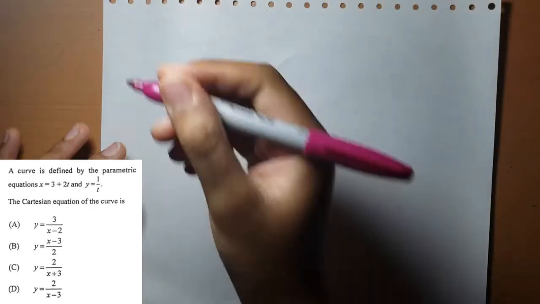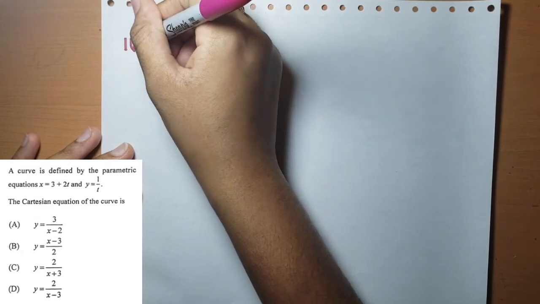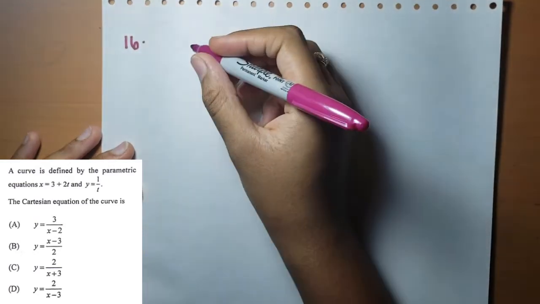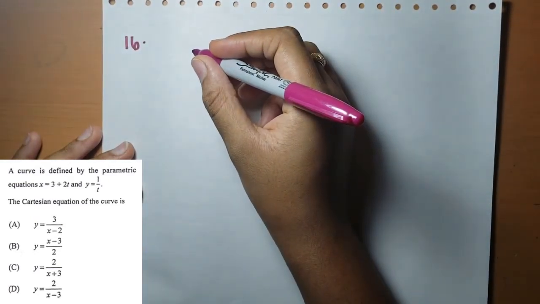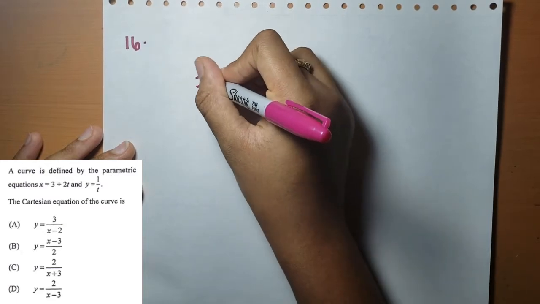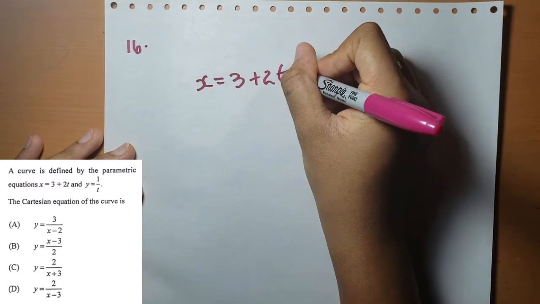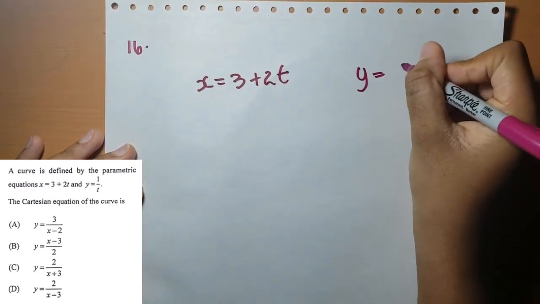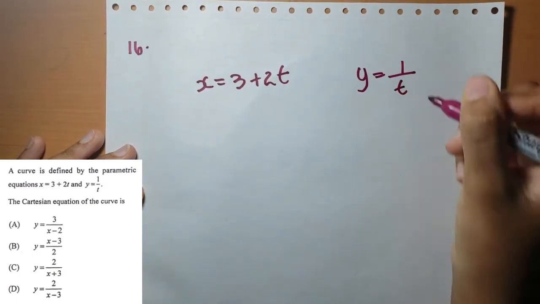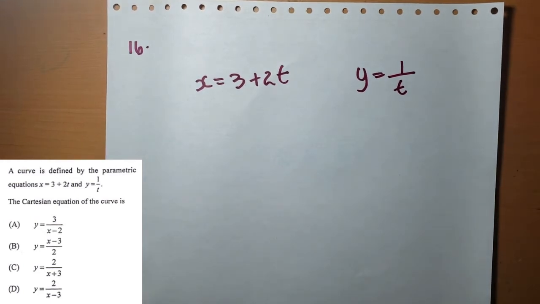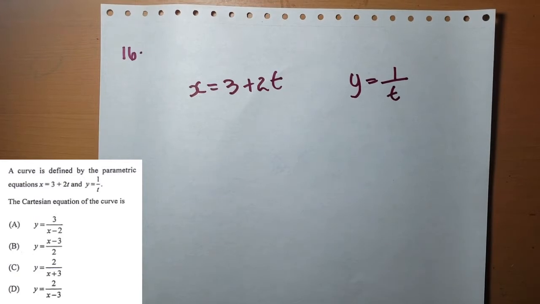So the first question in module 2 we're going to do is question 16. We're being told that a curve is being defined by the parametric equations x is equal to 3 plus 2t and y is equal to 1 upon t, and we're being asked for the Cartesian equation of the curve. A quick way to remember this is that the Cartesian equation only has x and y as the variables. So what we have to do is get rid of the t. So we're going to use simultaneous equations.